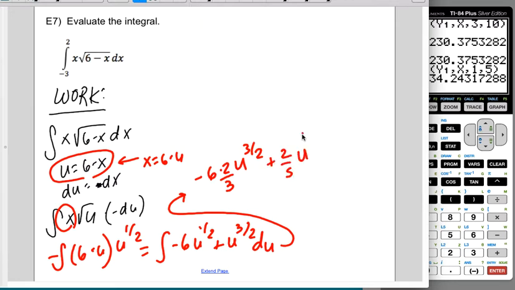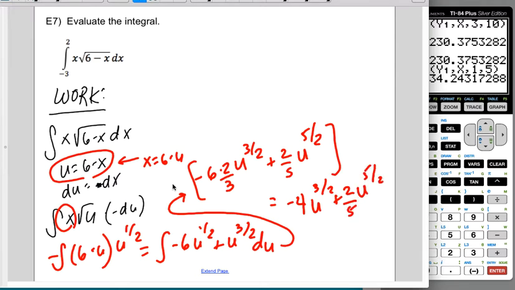So for the u to the 5/2, I would times by 2/5, right? So this is what I'm looking at, right? I'd probably cancel these guys and end up getting that this is a negative 4 u to the 3/2 plus 2/5 u to the 5/2. And then after all that, I need to remember what u is, so that's good times.